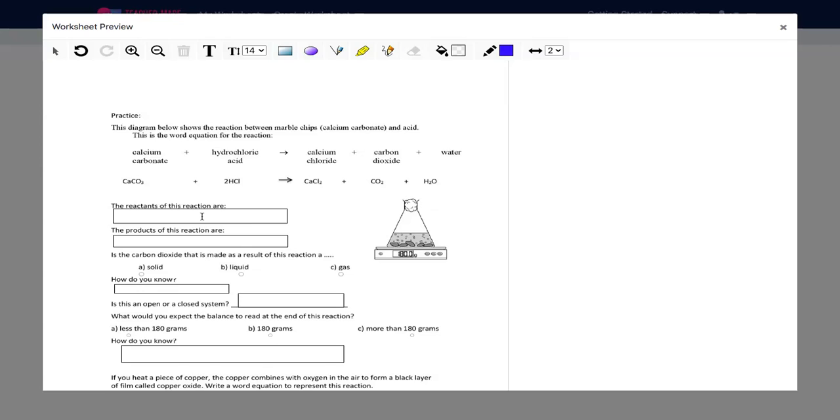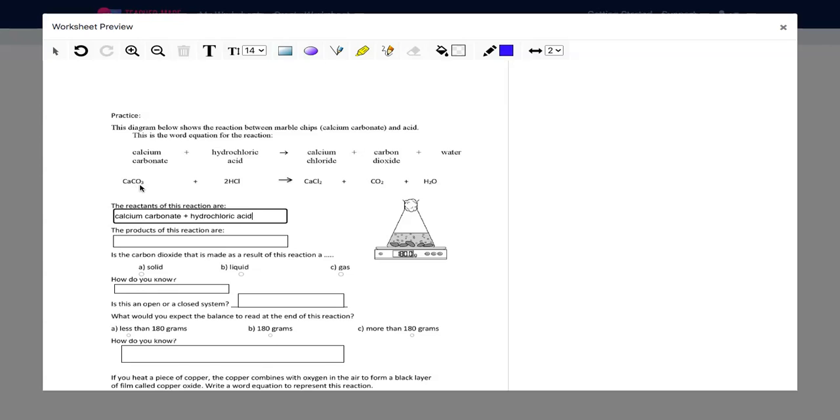So the reactants in this reaction, remember, is everything on the left. So we're going to put word form here: calcium carbonate plus hydrochloric acid. So those are our two reactants. They're what's on the left-hand side of the equation. And then our products, remember, is what comes out. So everything that goes in must come out.